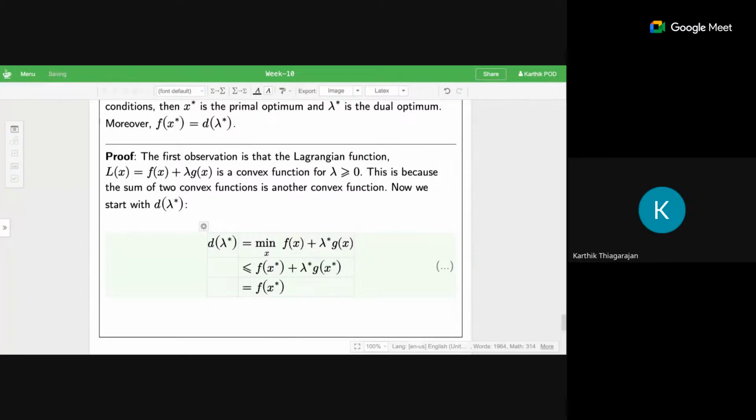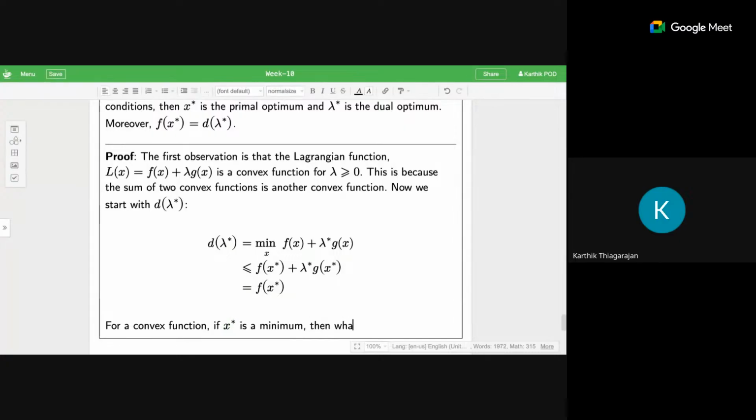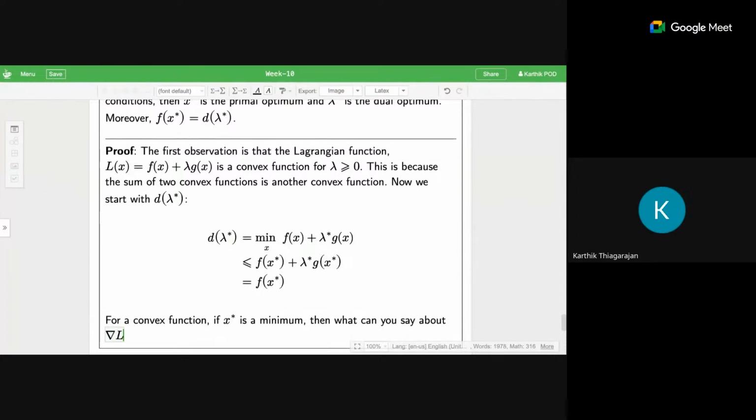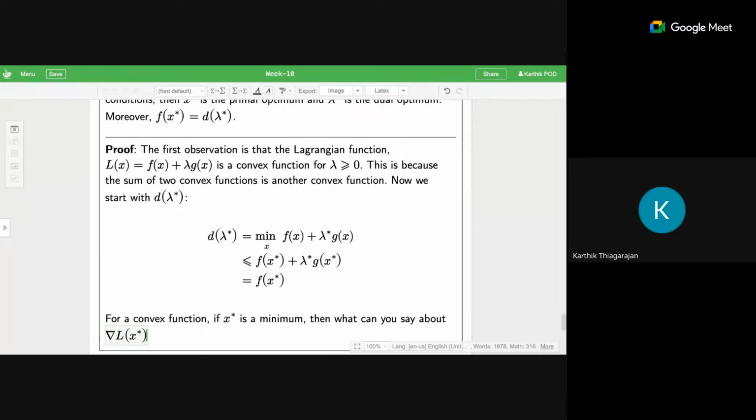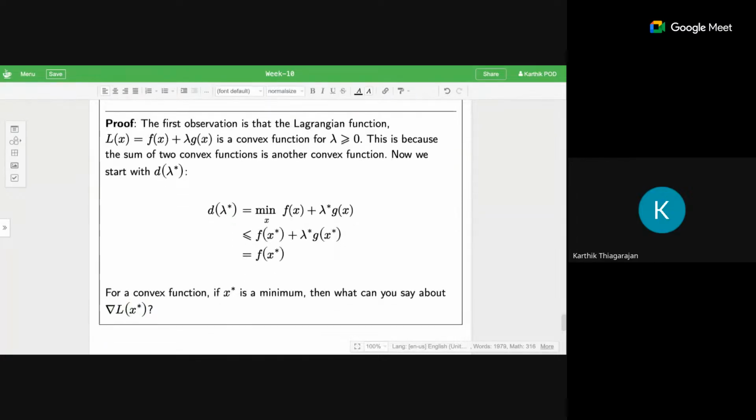Okay. So far, we have not really shown anything extra, but there is one other change that we can make here. For a convex function, if x star is a minimum, then what can you say about the gradient of the function at that point? If a function is convex, what can you say?